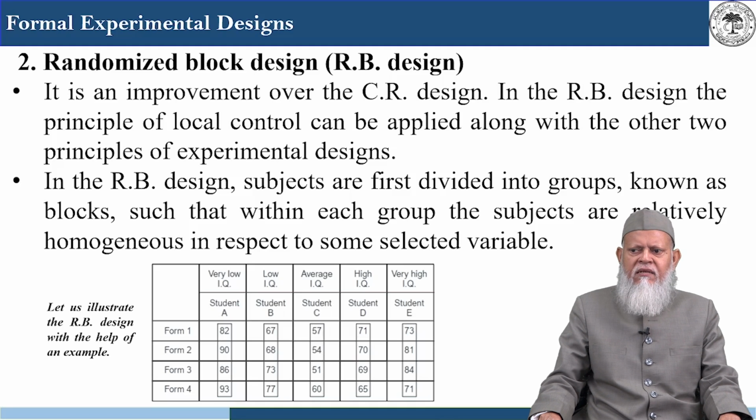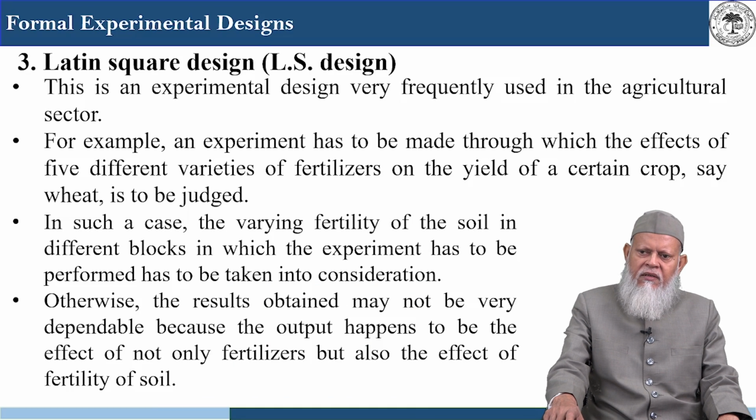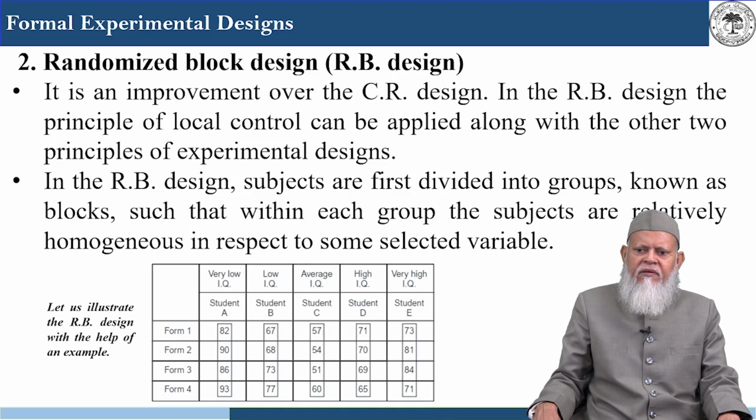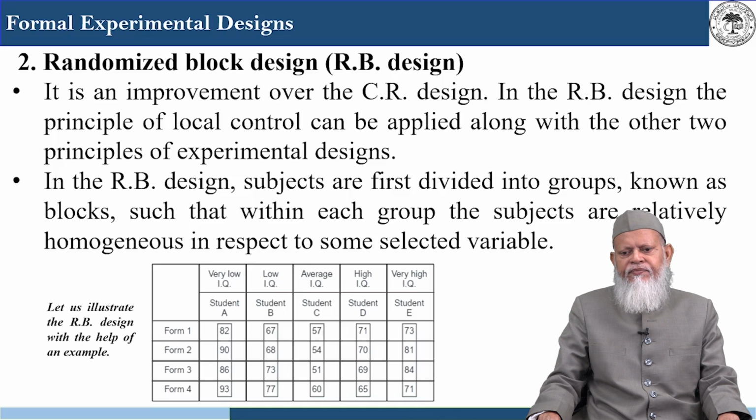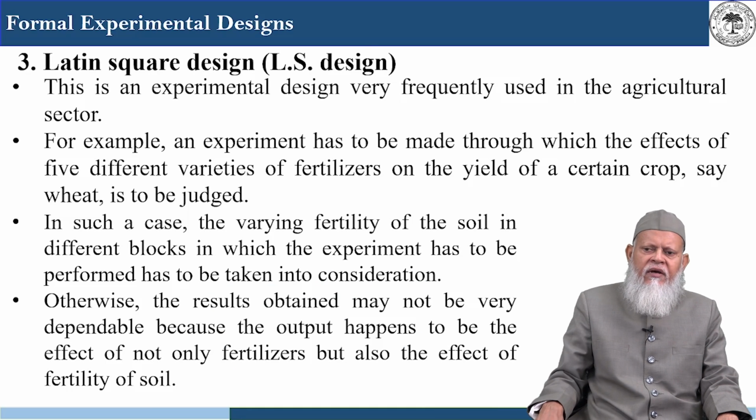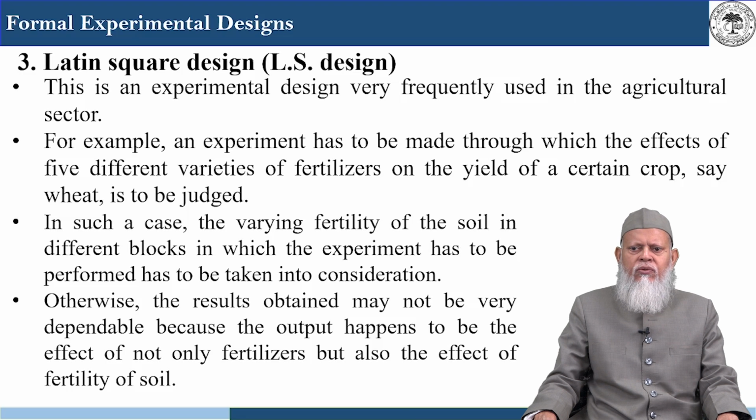In the RB design, subjects are divided into groups known as blocks, such that within each group the subjects are relatively homogeneous in respect to some selected variable. The design is explained in the diagram and with the help of an example. Then we proceed to discuss the Latin square design.